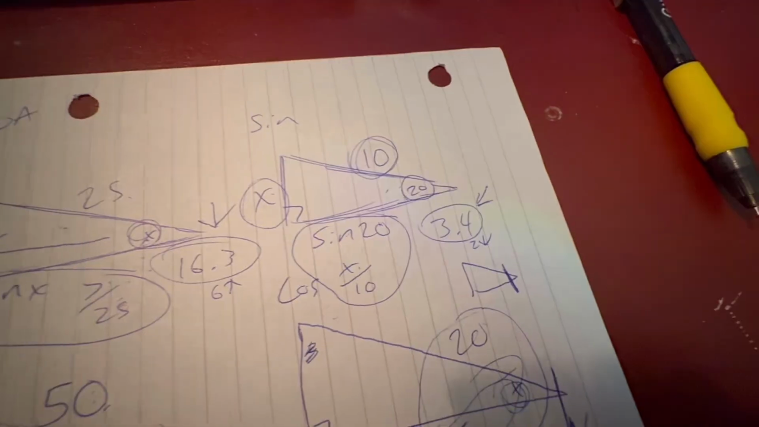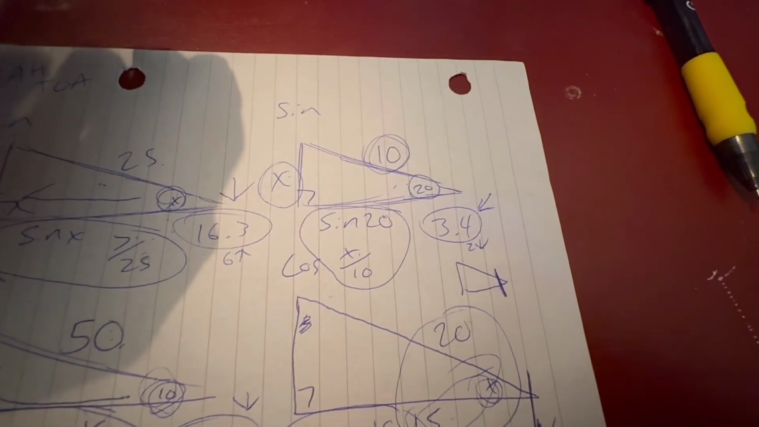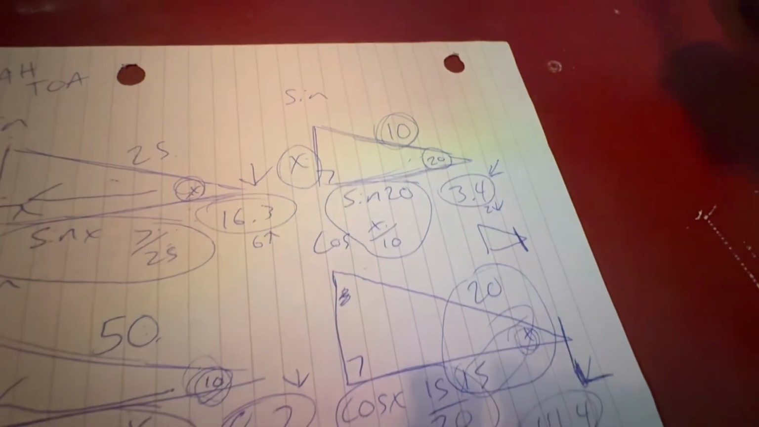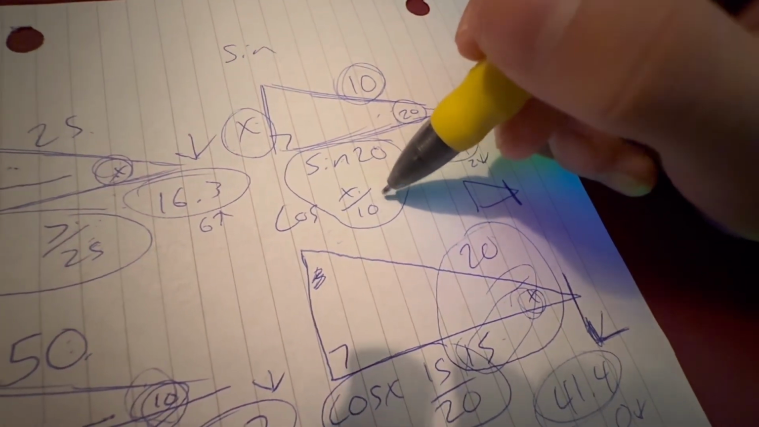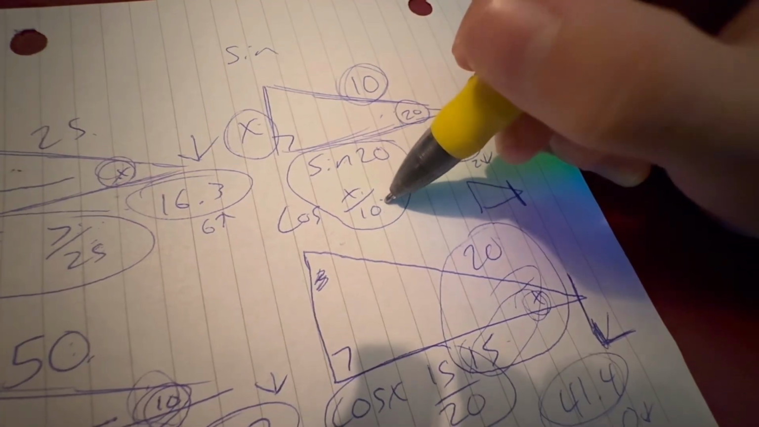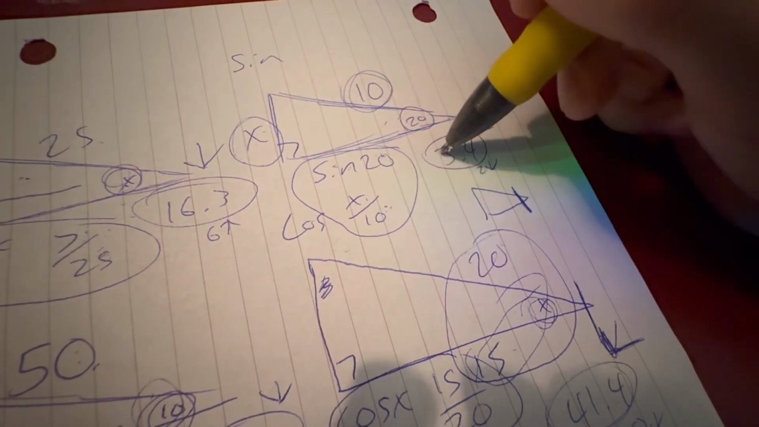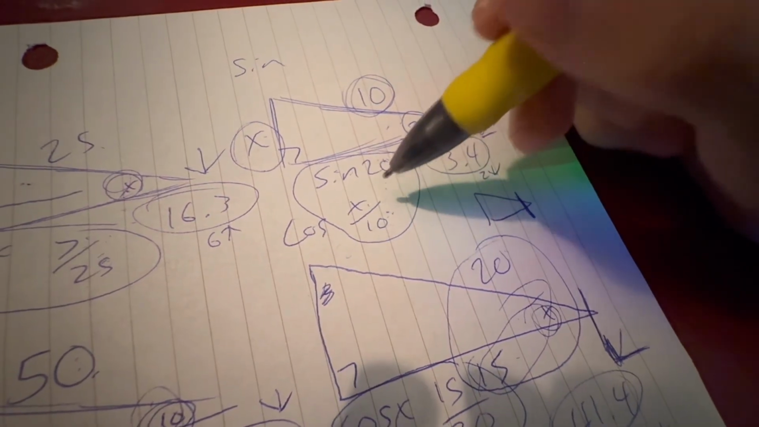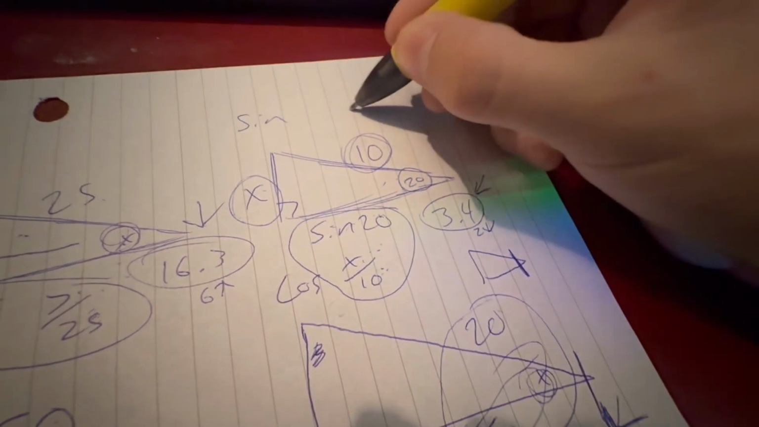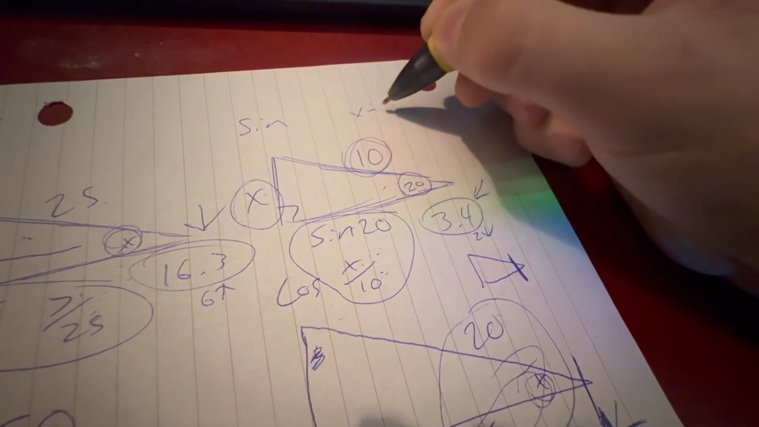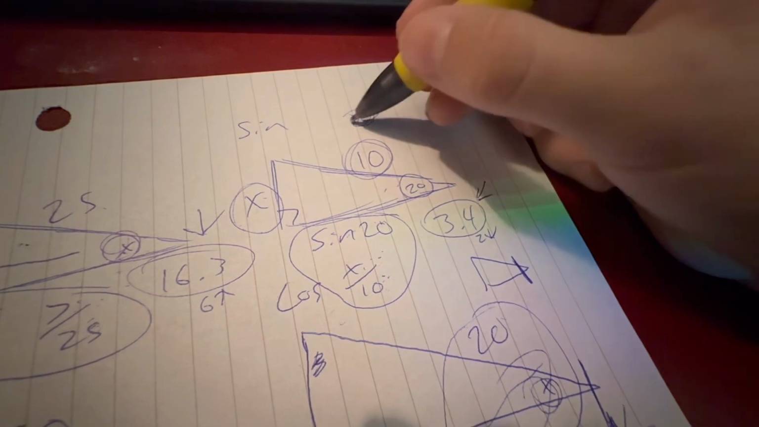Your third one is 3.4. So the sine of 20 is going to be multiplied by 10. If it's down here on the bottom, you're going to multiply your sine by that. So the sine of 20 times 10 will be your answer. If it's here on the top, you're going to divide this by your sine. So it's going to be x divided by your sine.